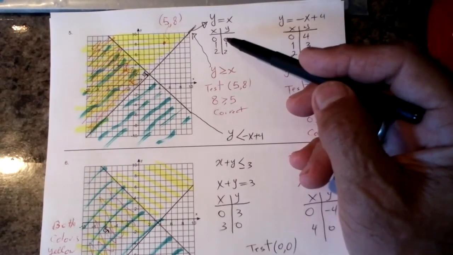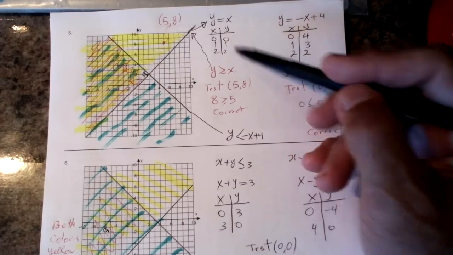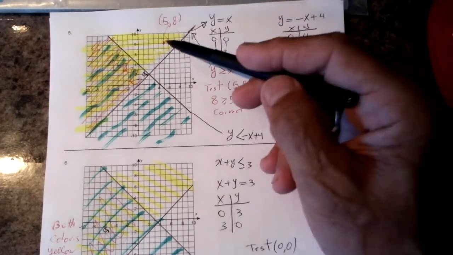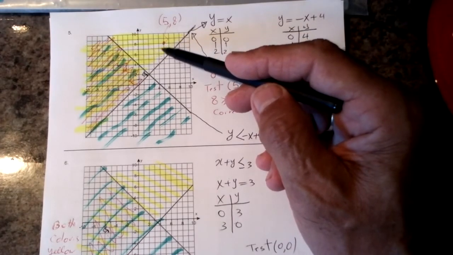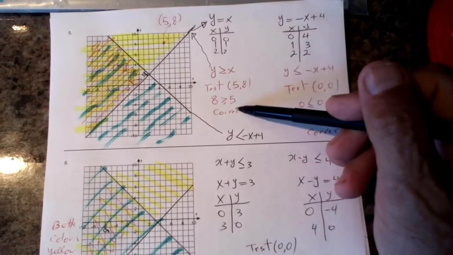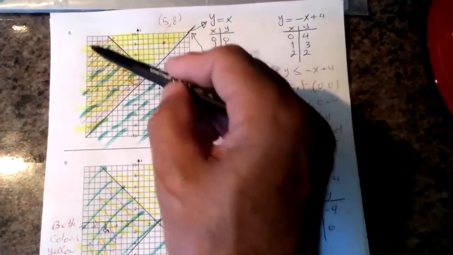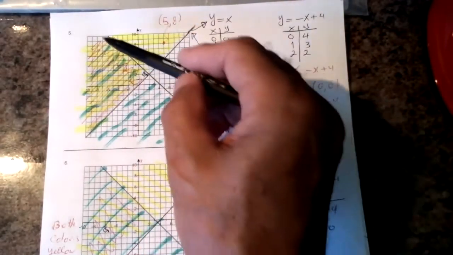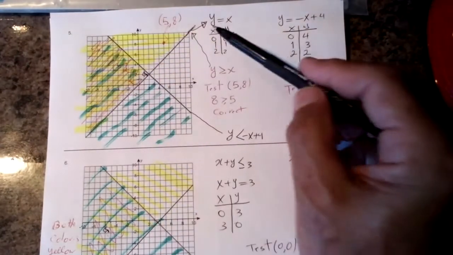Now, what area do I need to shade? Again, you pick a point. For this, I'll pick a point here. It could be any point. I'll read the coordinate. This point is 5 and 8. I'll put that into the inequality. 8 greater than 5, correct. So this is the area that you need to shade. You shade the area, which I have in yellow for this line.